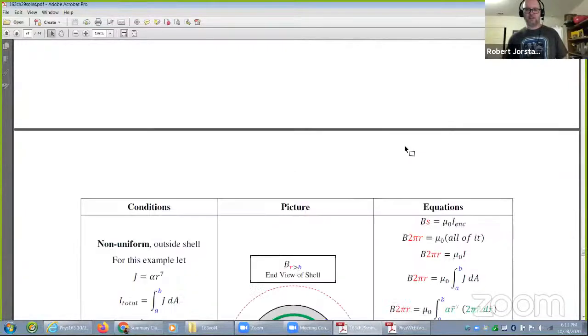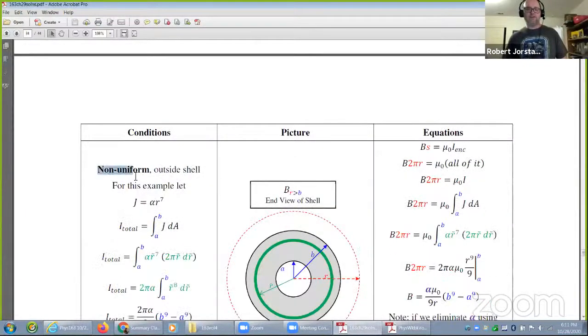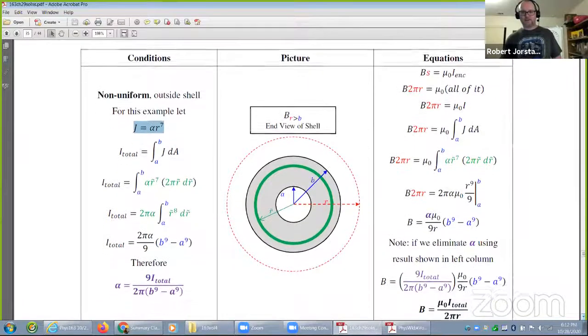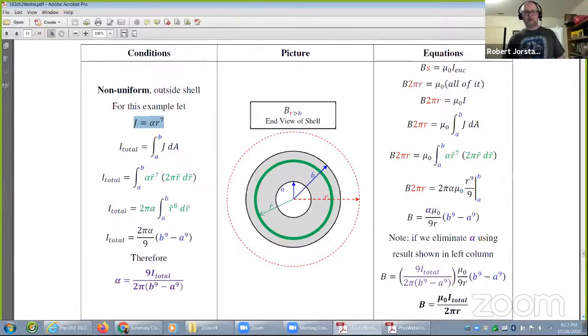Let's take a look at this. What if we have a non-uniform current and you're outside the shell, and for some reason I just made the craziest one I could think of. Let's say the current density is given by alpha r to the 7th. Strictly speaking, I should be saying the current density magnitude, but whatever. All right, so let's take a look at this. You can see it gets a little harder. I'm going to pause and see what you think of this, so you can ask me questions about any piece.